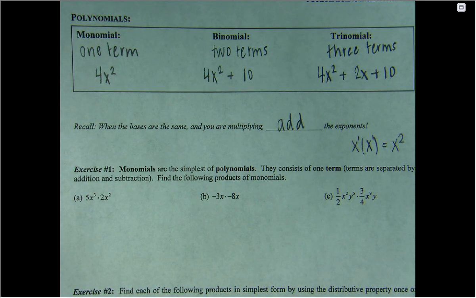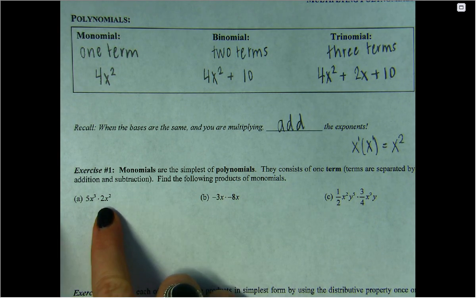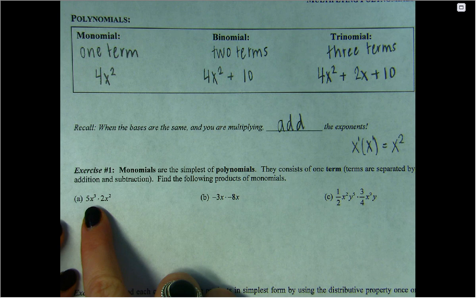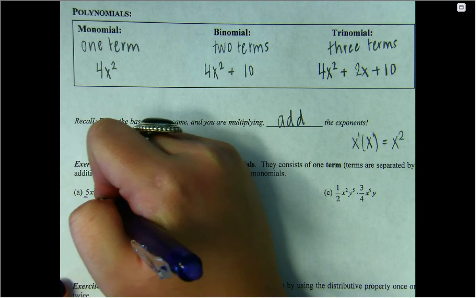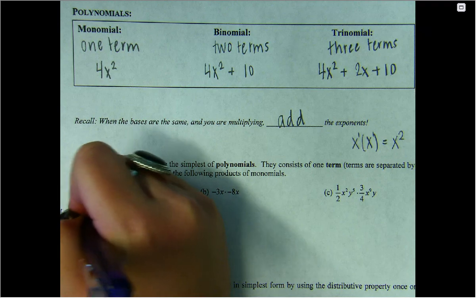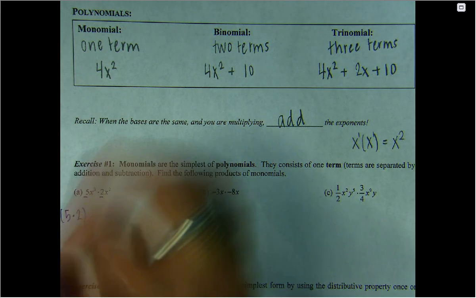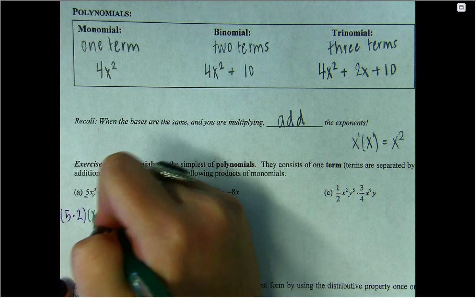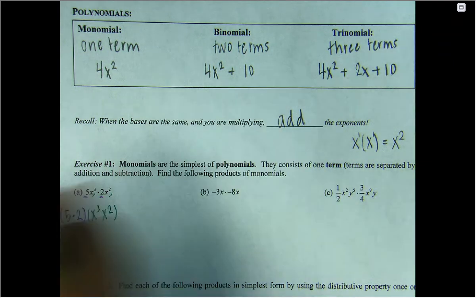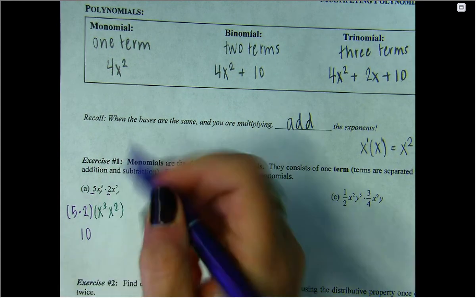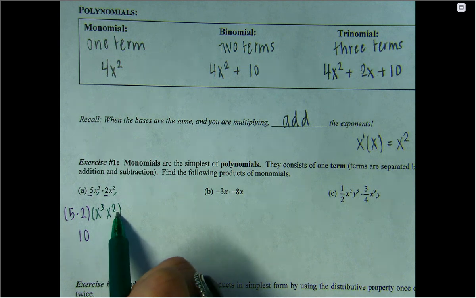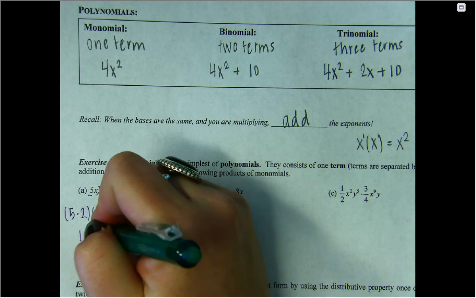So for our first example, I want to look at this right here. I am going to turn this into a monomial, and by doing so, I'm basically going to combine my like terms. The first thing I'm going to do is look at my numbers. My numbers go together, so I'm going to have 5 times 2. And then I'm going to look at my letters, so I'm going to have x cubed times x squared. Let's simplify these things out. 5 times 2 is 10. And when I'm multiplying, what do I do with the exponents? I add. So I get x to the 5th.